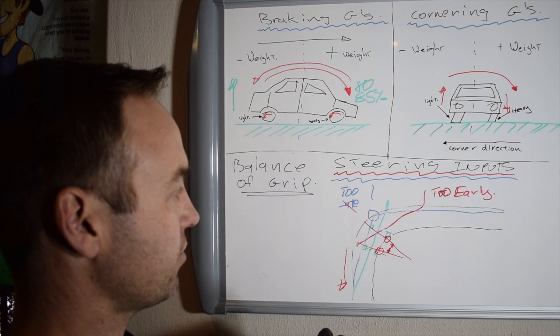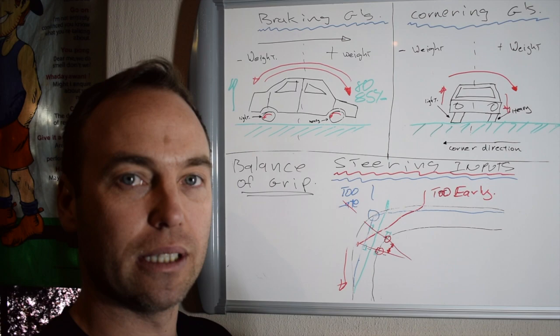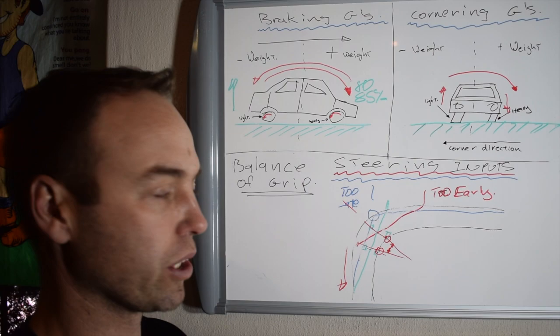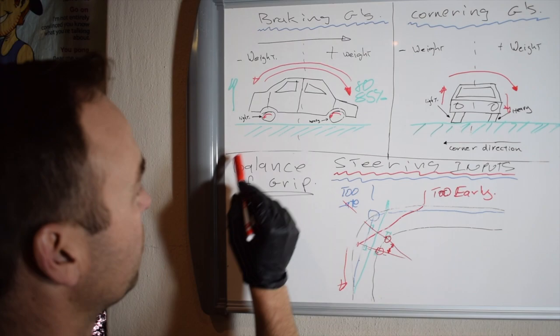That period of time needs to be very short, but it needs to be there. You can't be either on the brake or on the gas. It just doesn't work like that. When you're in that transitional period, that's where this balance of grip comes in.